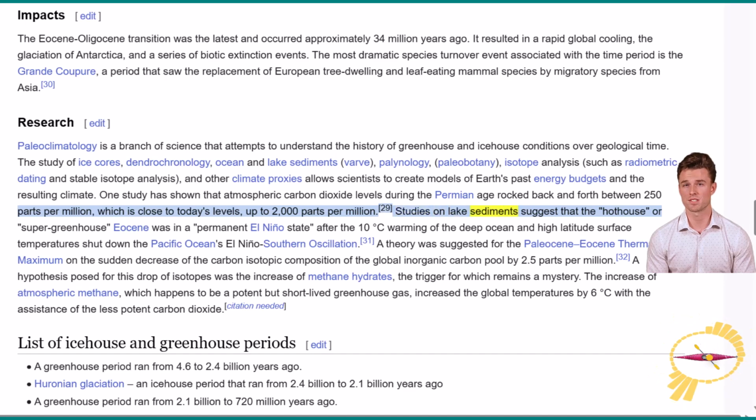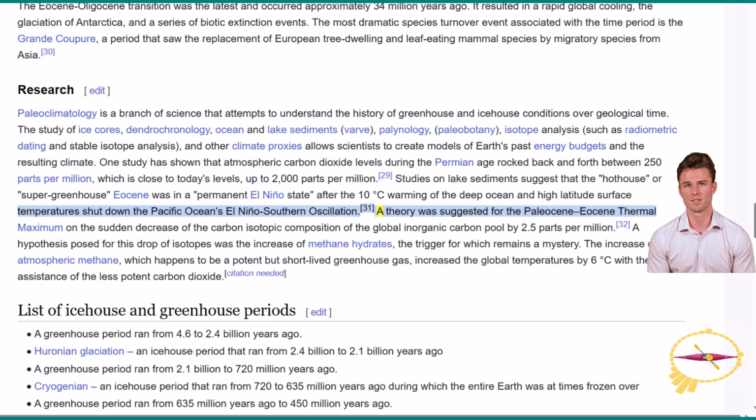Studies on lake sediments suggest that the hothouse or super-greenhouse Eocene was in a permanent El Niño state after the 10 degrees Celsius warming of the deep ocean and high-latitude surface temperatures shut down the Pacific Ocean's El Niño Southern Oscillation. A theory was suggested for the Paleocene-Eocene thermal maximum on the sudden decrease of the carbon isotopic composition of the global inorganic carbon pool by 2.5 parts per million.